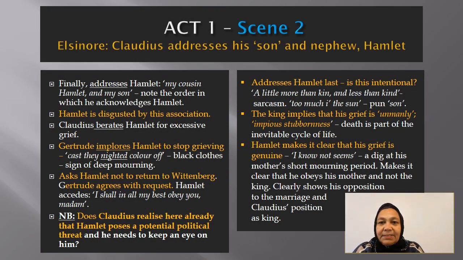Claudius finally addresses Hamlet. And he calls Hamlet my cousin Hamlet and my son. Note the order in which he acknowledges Hamlet. He acknowledges Hamlet or addresses him last. Why does he do it last?